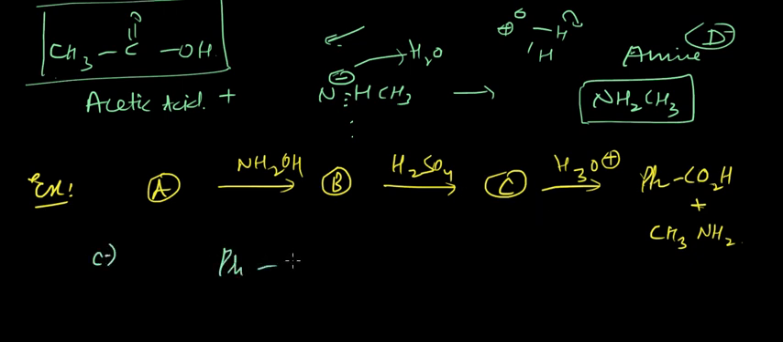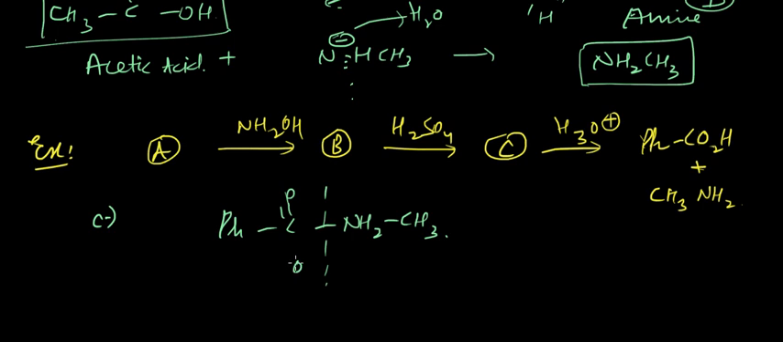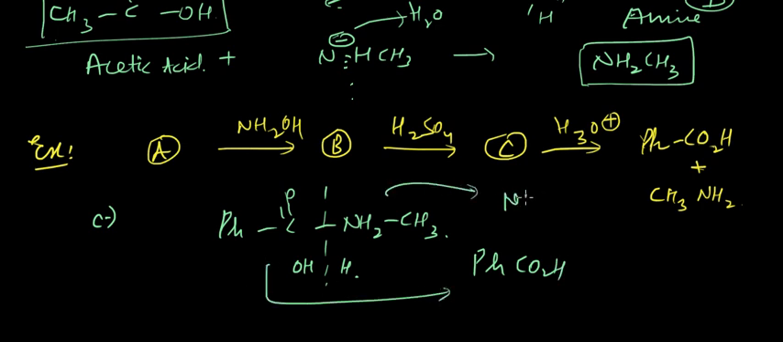Product C would be nothing but an amide, something like this, because in amide on hydrolysis OH will come here, H will come here, and it will give PhCH2OH from this part, and from this part it will give rather NH only, NH2CH3.